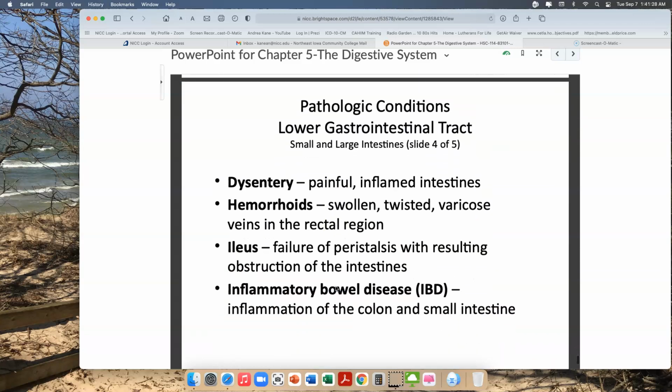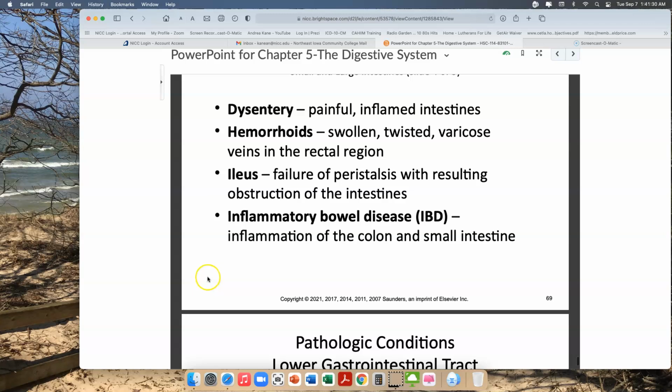Other things, through infection, it can be dysentery. You used to hear a lot about this in the last couple of centuries in war and poverty-stricken areas, that people would end up with some type of intestinal condition. It could be a parasite, it could be an infection, a bacterial infection, it could be something like that, and it's called dysentery. Hemorrhoids are swollen, twisted varicose veins in the rectal region.